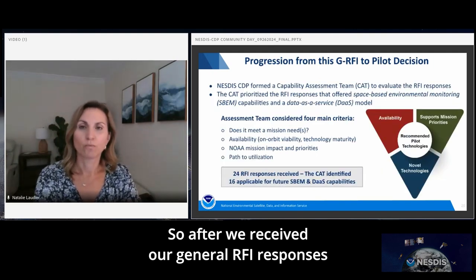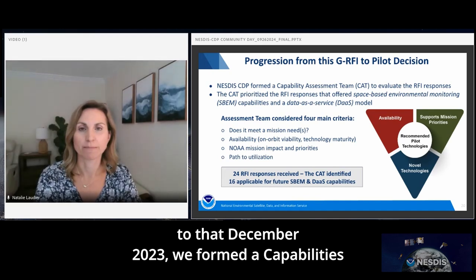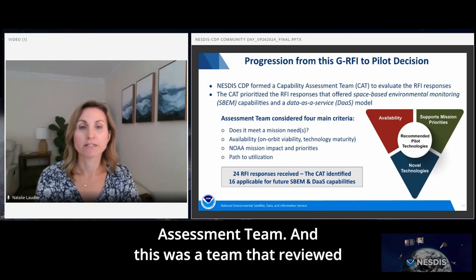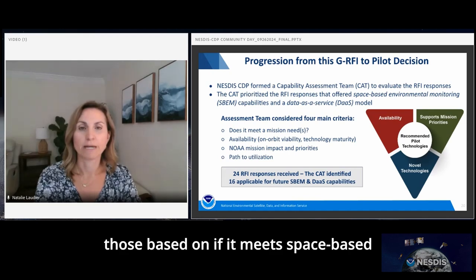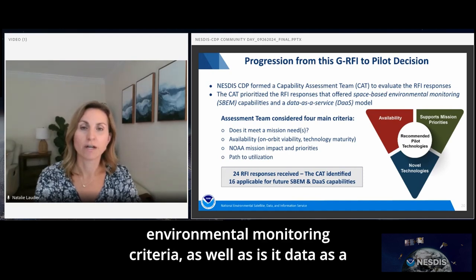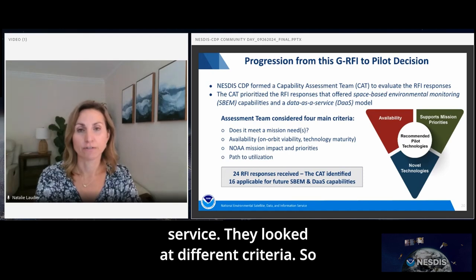So, after we received our general RFI responses to that December 2023 RFI, we formed a capabilities assessment team. And this was a team that reviewed all of the responses, and they initially prioritized those based on if it meets space-based environmental monitoring criteria, as well as data as a service. They looked at different criteria.